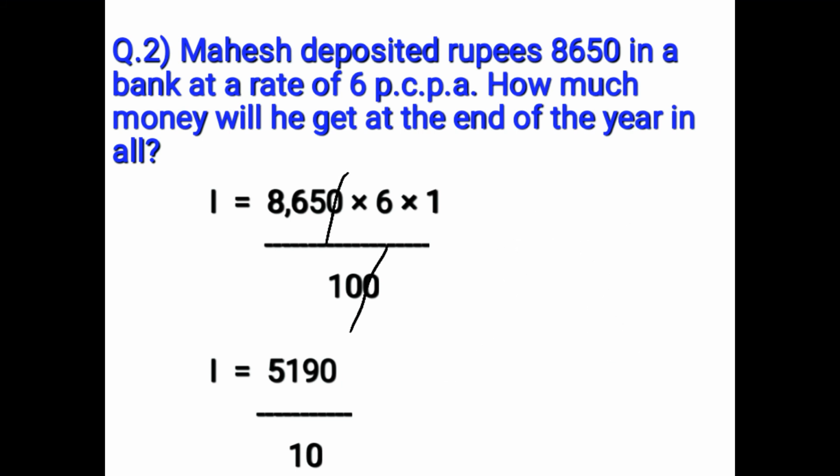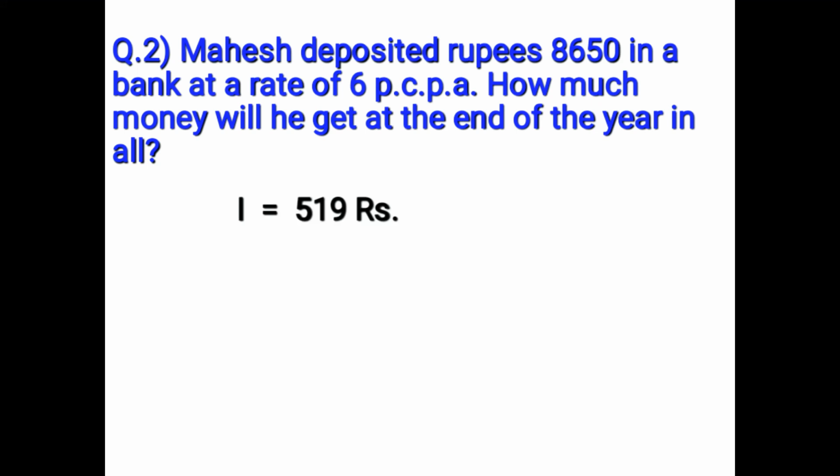So now you have to cancel this 0 and this 0. Always, in numerator and denominator, however many zeros are there, you have to cancel that many zeros and then you can divide afterwards. So interest I am getting 519. 519 upon 1, the answer is the same. If the denominator is 1, whatever the numerator is, your answer is the same. Interest is equal to 519 rupees.